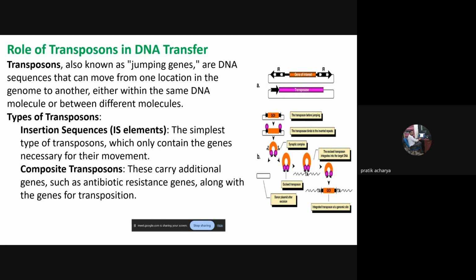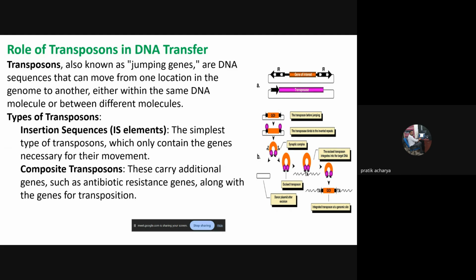Transposon mobility can be autonomous or non-autonomous. Autonomous transposons can move by themselves, while non-autonomous transposons require another transposon to move. These are certain pictorial presentations of this jumping gene. As an example, Mu DNA transposition has been studied extensively because it can randomly insert into the bacterial chromosome.